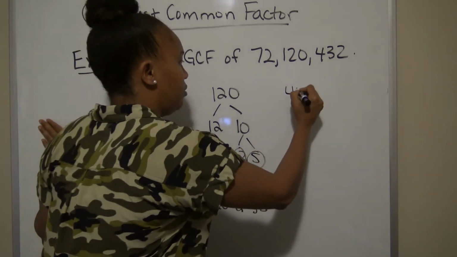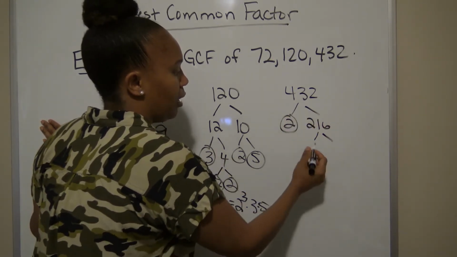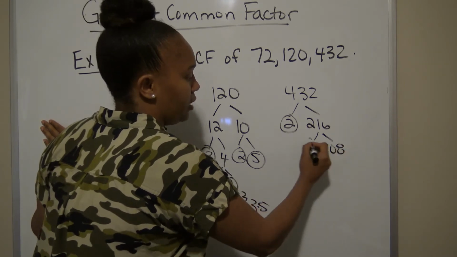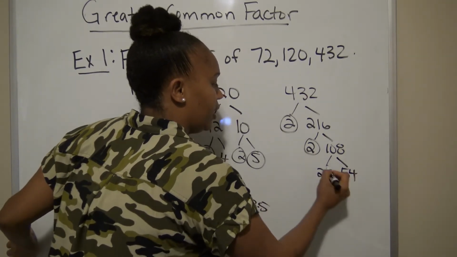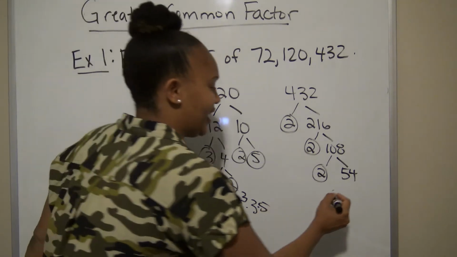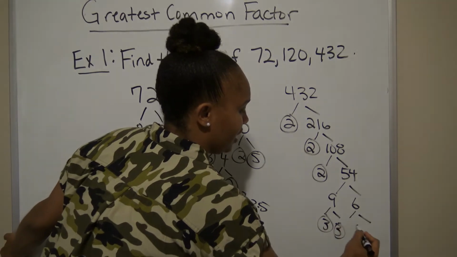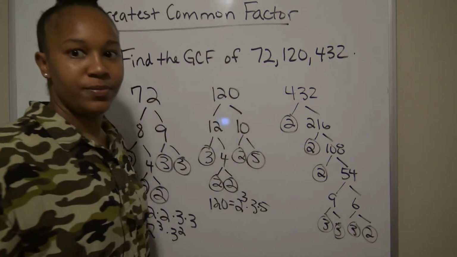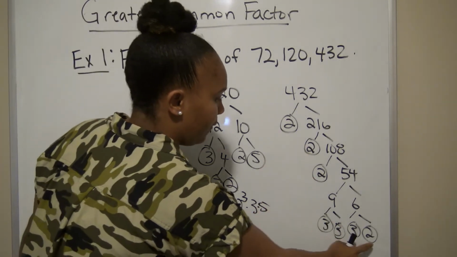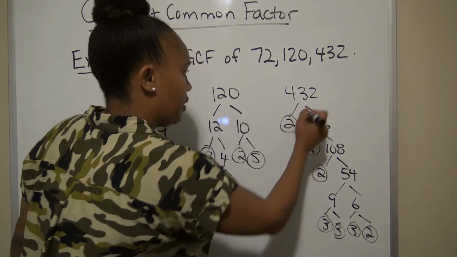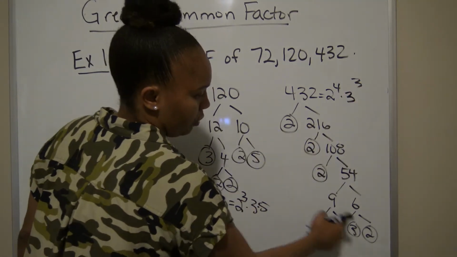And then 432, if I break that up, that's 2 times 216. 2 is prime. 216 is 2 times 108. 2 is prime. 108 is 2 times 54. 2 is prime. 54 is 9 times 6. 9 is 3 times 3. Both of those are prime. And 6 is 3 times 2. So 432 is equal to, you have 1, 2, 3, 4 2's. So I'll write it up here. That's 2 to the 4th times 3 to the 3rd. So we got 4 2's and 3 3's.